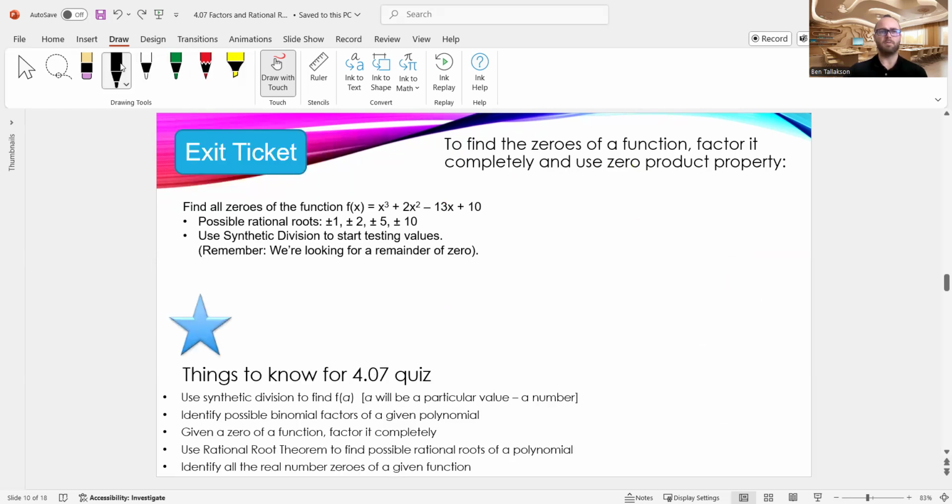Our last problem of the day, our exit ticket. Can you find all the zeros of this function? And I'm going to give you some help here. I've already listed out the possible rational roots. Let's see if you got it right.